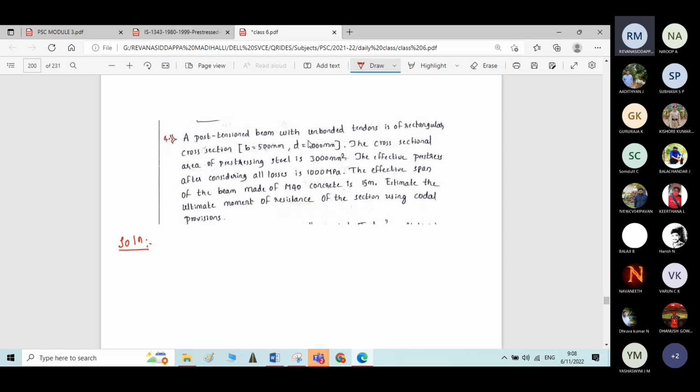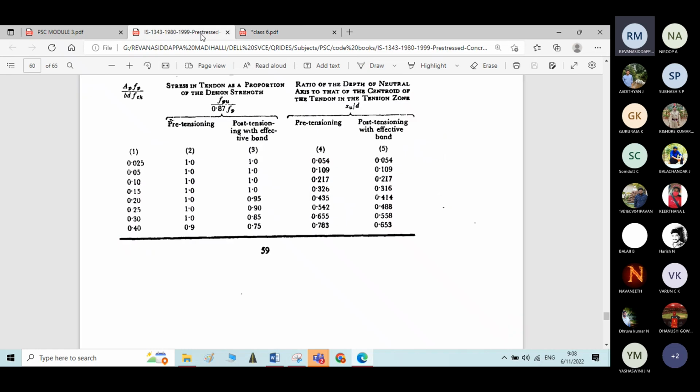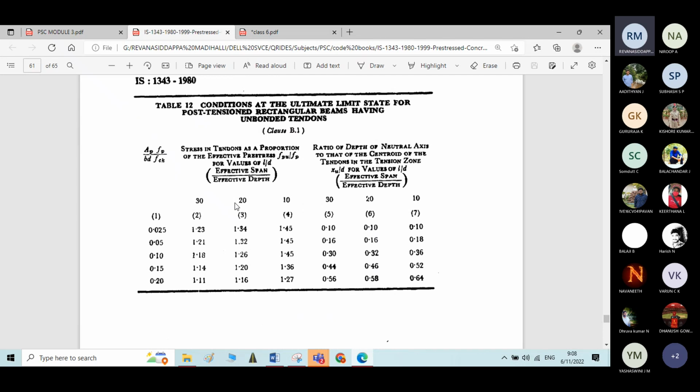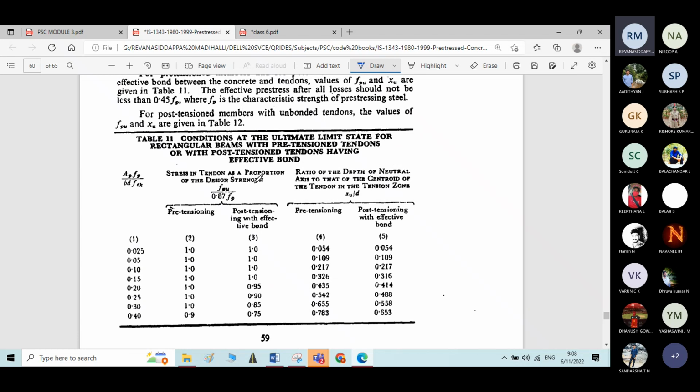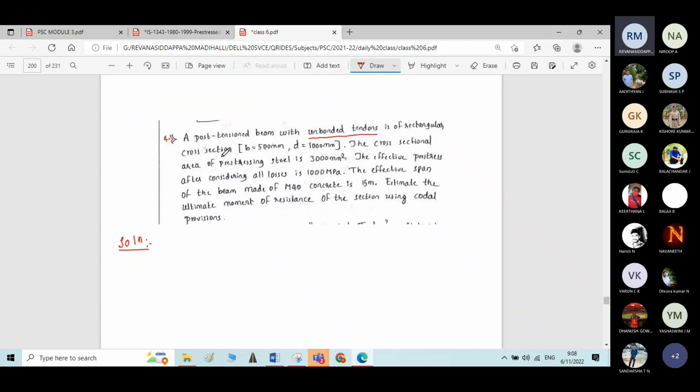Okay, very important. The condition given is unbonded tendons, which means that we have to refer to table 12. Okay, table 12, not table 11. Here you can see for unbonded tendons we need to refer to table 12. Table 11 is for the tendons having effective bond. It is a rectangular section, B and D are given. B is given as 500 mm. Okay, let me draw the diagram.